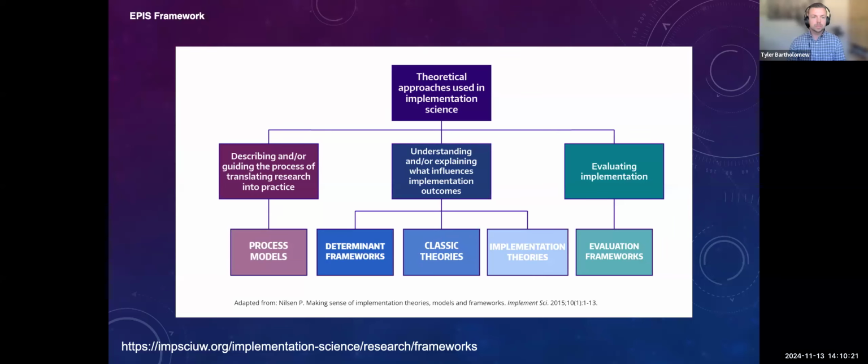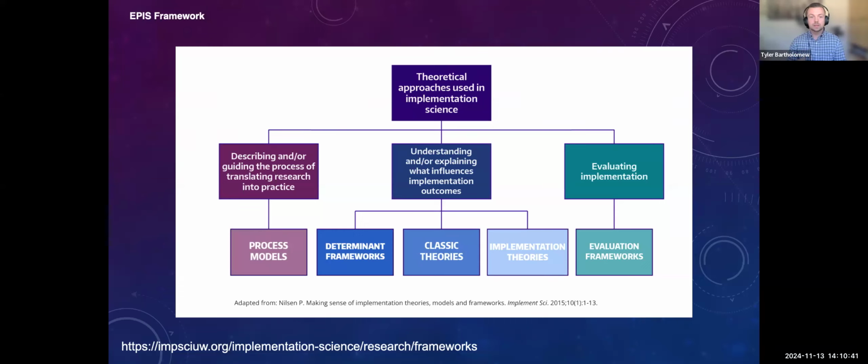So we have process models, and these are used to describe or guide the process of translating research into practice, or translating that evidence-based intervention into our practice. Then we have determinant frameworks, classic theories, and implementation theories, where we're trying to understand or explain what influences implementation outcomes.